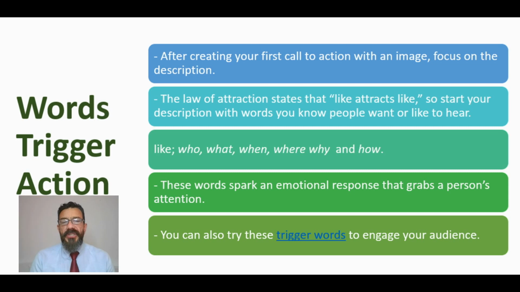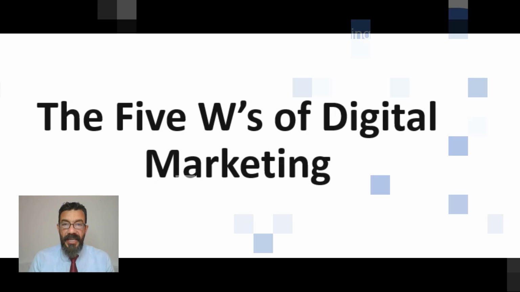The law of attraction states that like attracts like. So start your description with words you know people want or like to hear, like who, what, when, where, why, and how. The 5 W's and the H. These words spark an emotional response that grabs a person's attention. You can also try these trigger words to engage your audience. So let's talk about the 5 W's and the H.